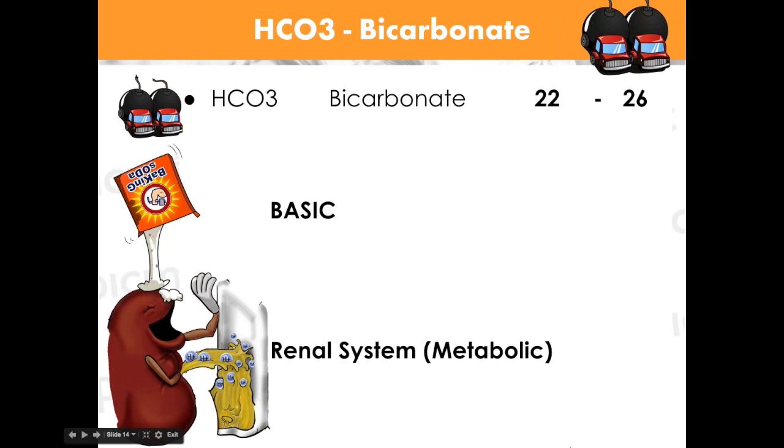A high pH is over 7.45, and that means, girl, you're basic. Remember, it would be logical to think that if we have lots and lots of base, lots of bicarb, that we're going to be thinking a basic problem, right?